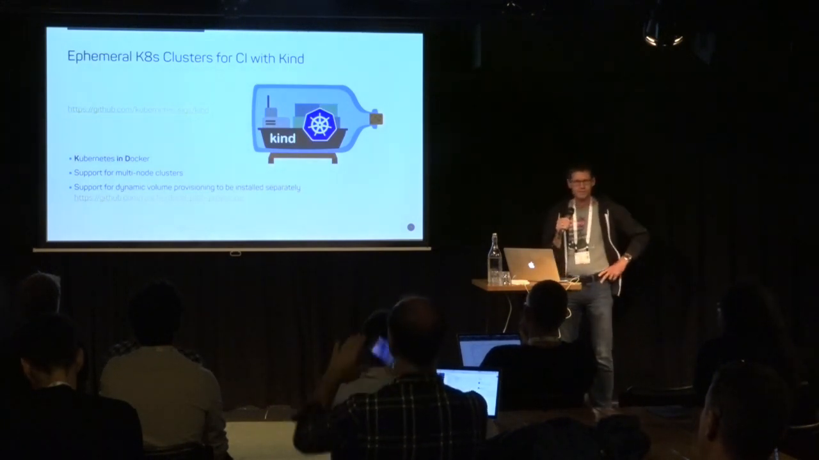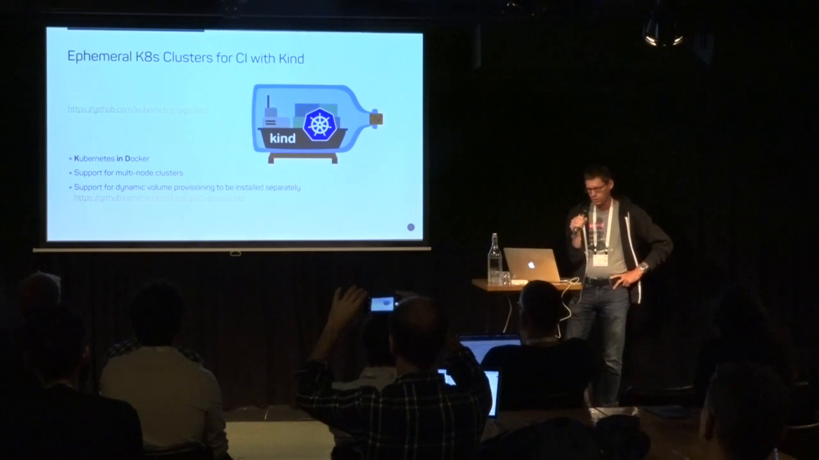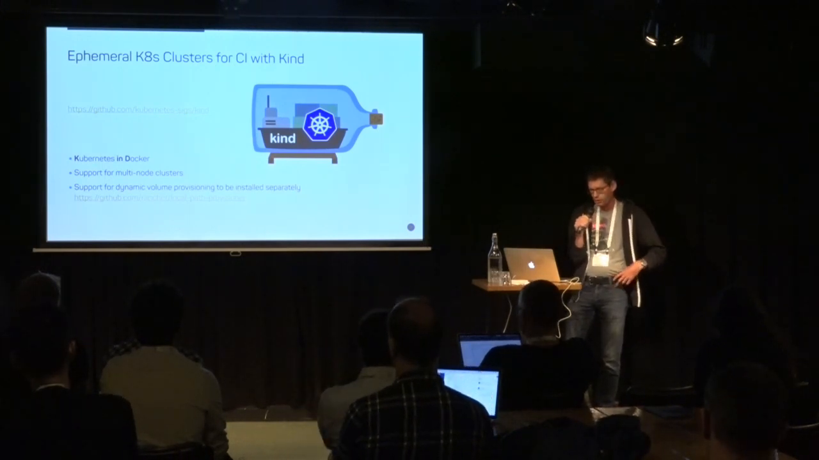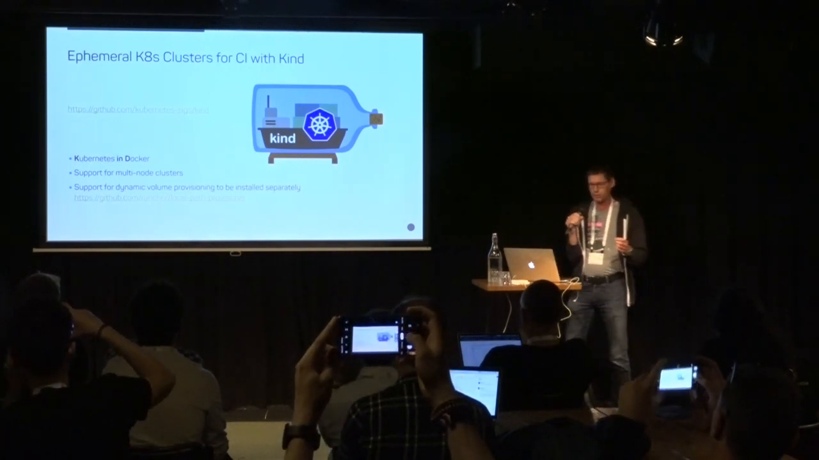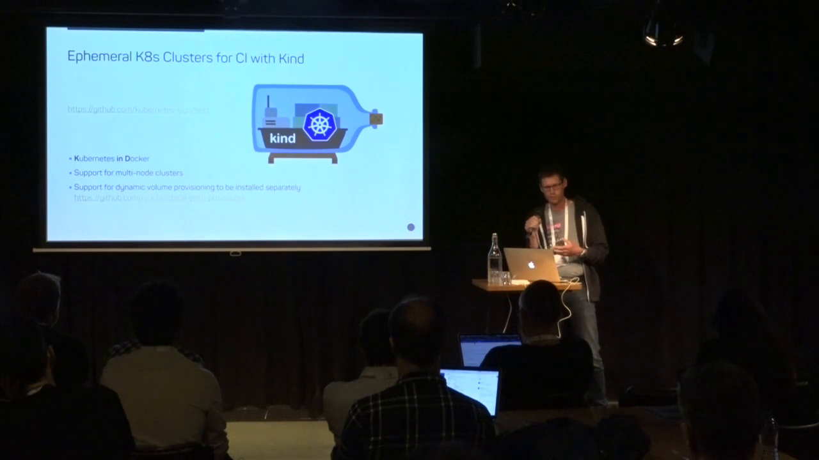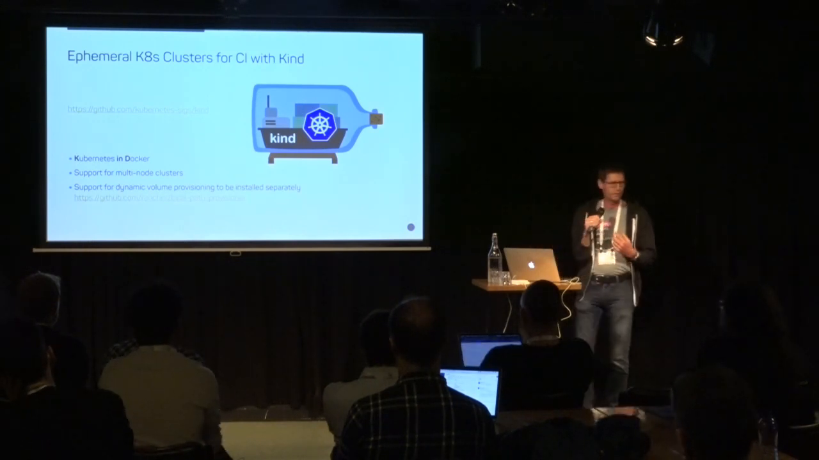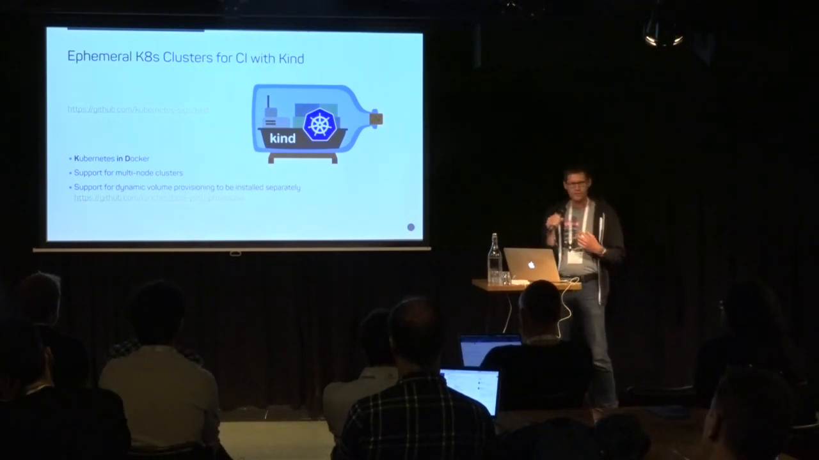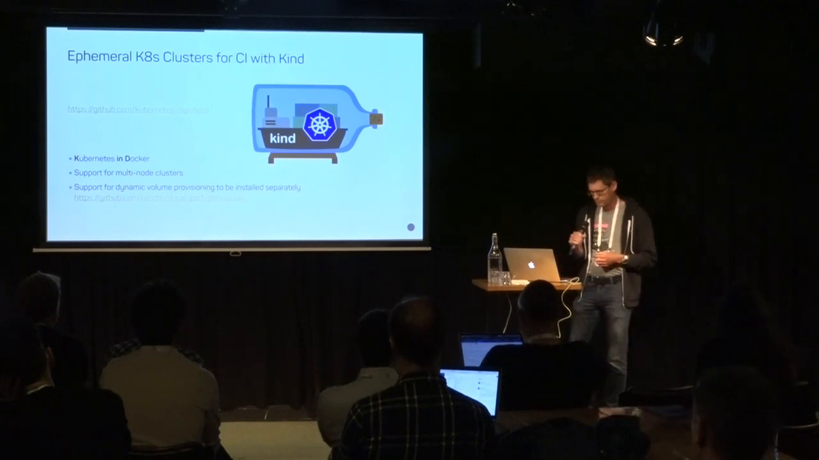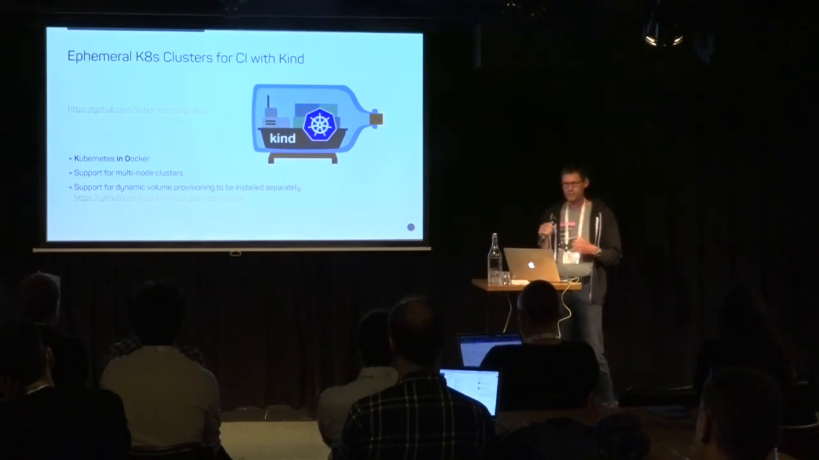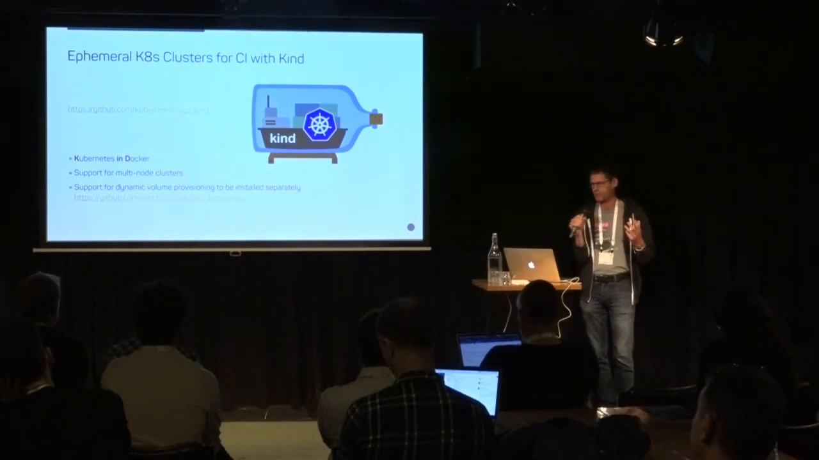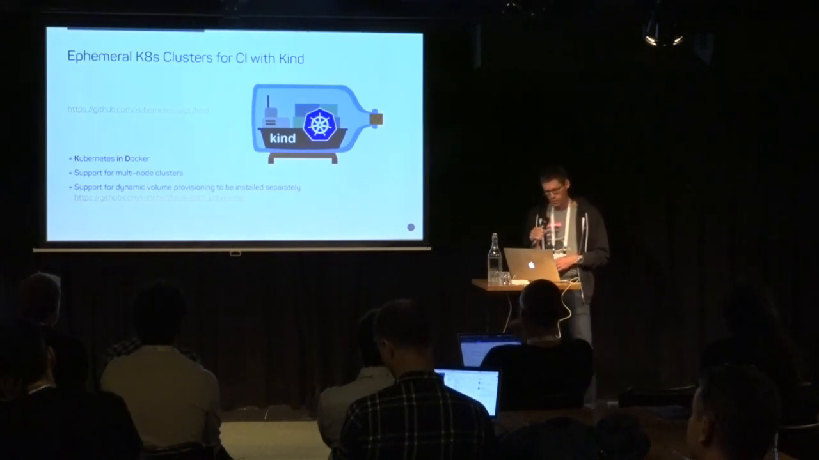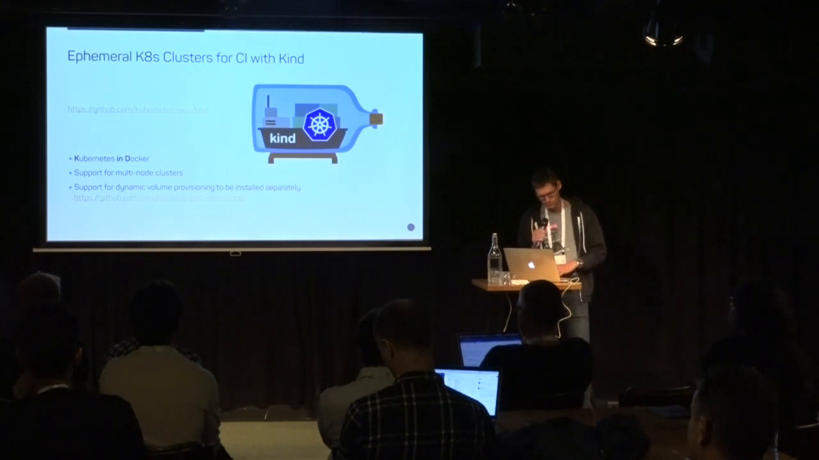Kind is Kubernetes in Docker, which is an excellent tool which allows you to spin up Kubernetes clusters in Docker and actually multi-node clusters. Not just like if you know Minikube or Kubernetes in Docker Desktop, it's only single node. You may want to test your stuff on multi-node clusters because you would like to test with multiple replicas. You would like to test with pod anti-affinity and stuff like this. This all can be done on a Kind cluster.